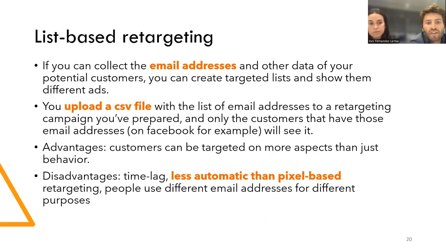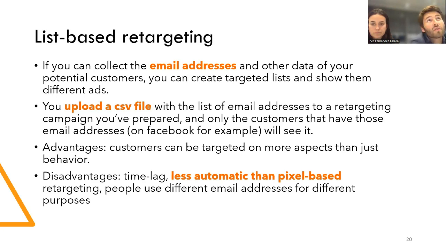Okay, so let's talk about the second type of retargeting, which is list-based retargeting. In this case, you can use retargeting based on email addresses, which you can collect from a number of different sources, such as the ones these customers use for Facebook, for Instagram, or for any other accounts. The advantage of this type of retargeting is that customers can be targeted on more aspects than just behavior. However, there are also disadvantages with respect to pixel-based retargeting, which is that it takes longer and it's less automatic.